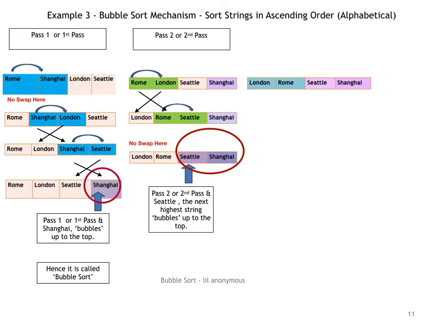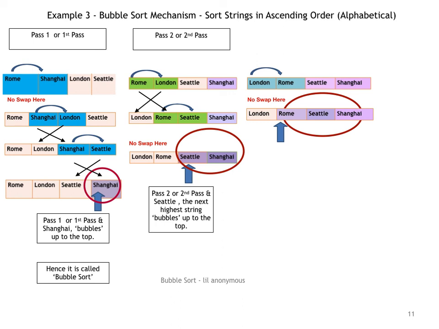Right, so now we have London, Rome, Seattle, Shanghai, and we compare London and Rome. We ask the question, is London less than Rome? Well, yes, it is. So we write the array out again with no swap, exactly as it was before, because there has been no swap. At this point we stop, because Rome, the third highest string, has bubbled up to the top. So what we get here is three elements in alphabetical order.